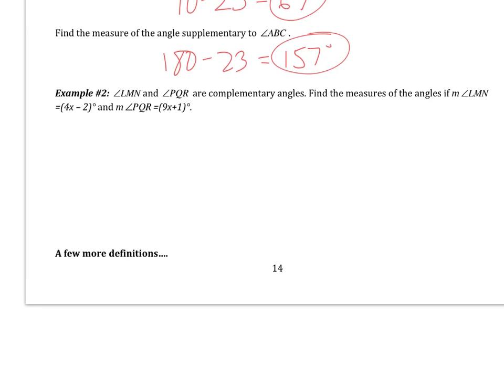All right. In example 2, it says that the two angles, LMN and PQR, are complementary angles. Okay, so find the measure of the angles if LMN is 4x minus 2 and PQR is 9x plus 1. What does it mean if they're complementary angles? They add up to 90 degrees. So Elliot, can you give us the equation? 4x minus 2 plus 9x plus 1 is equal to 90.